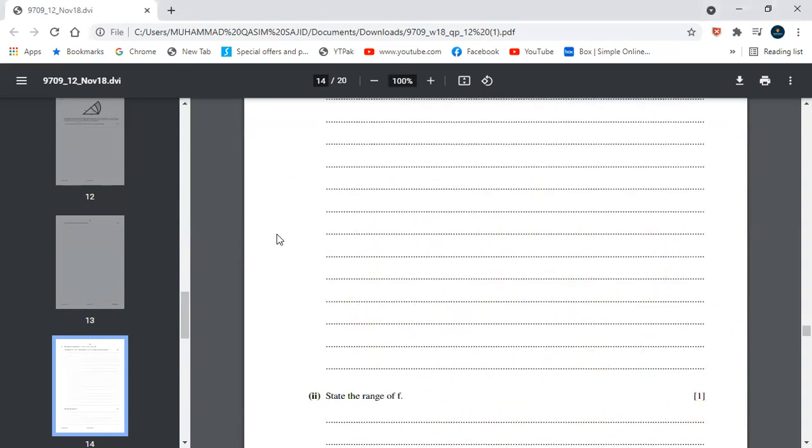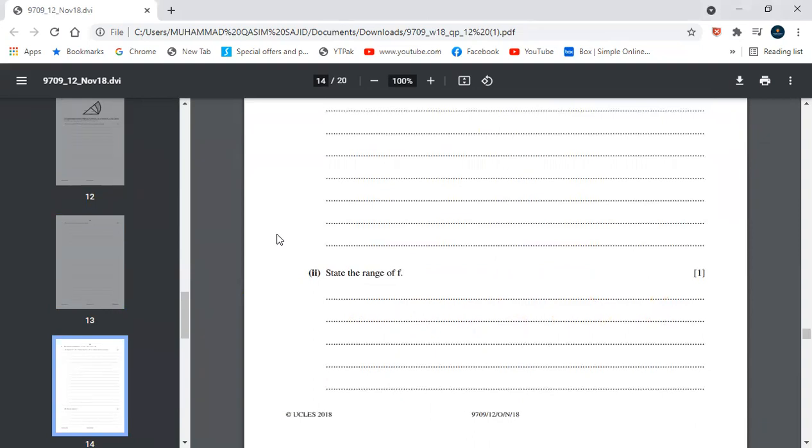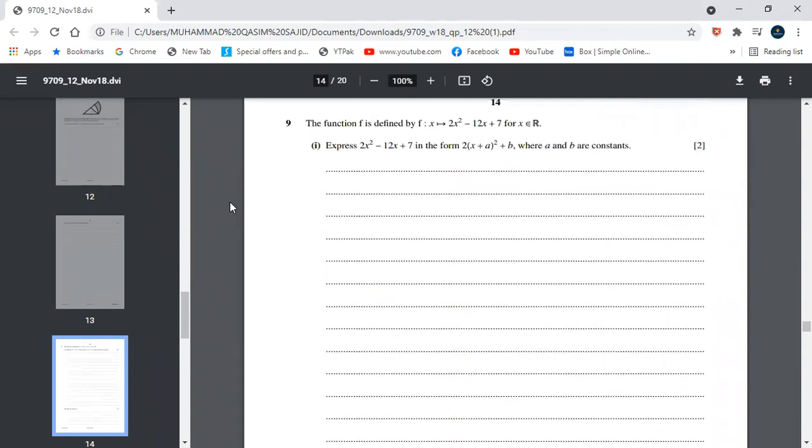That's simple. Now second is state the range. So the range of the function is basically the 7. This is the last part. The C is basically the constant term, is the range.